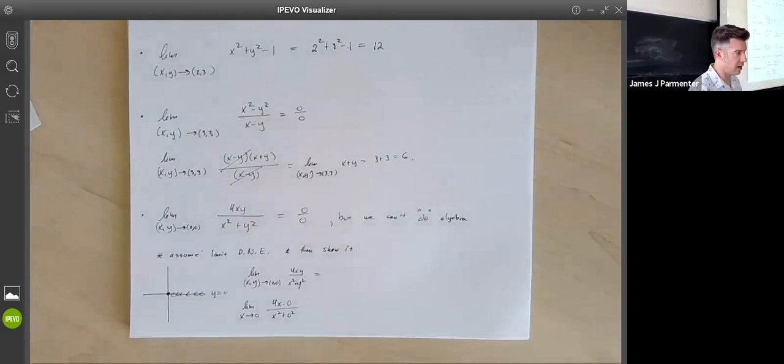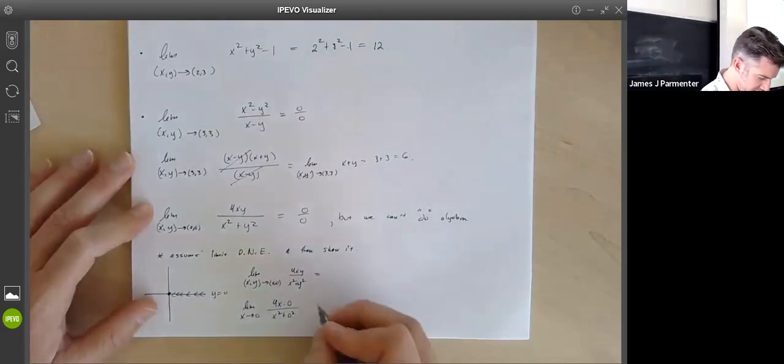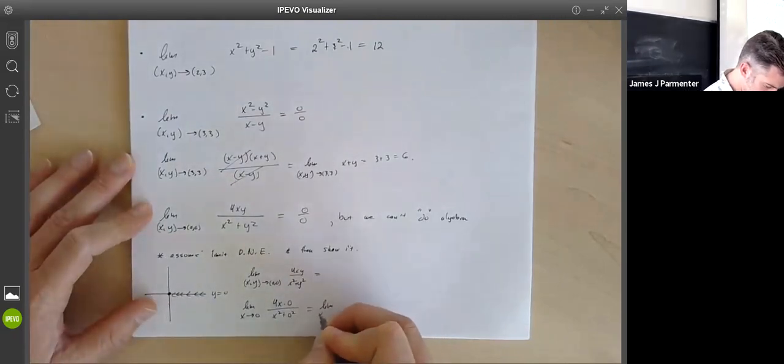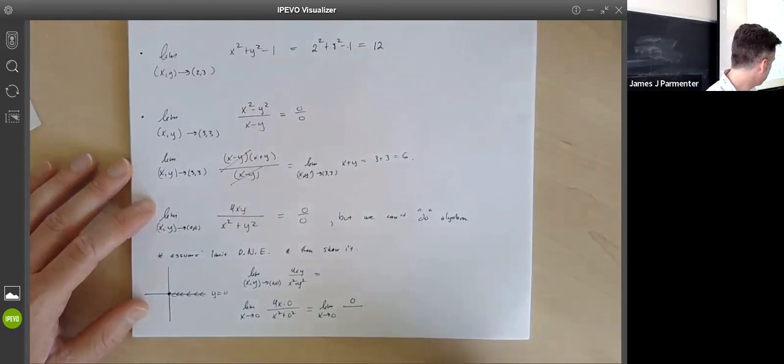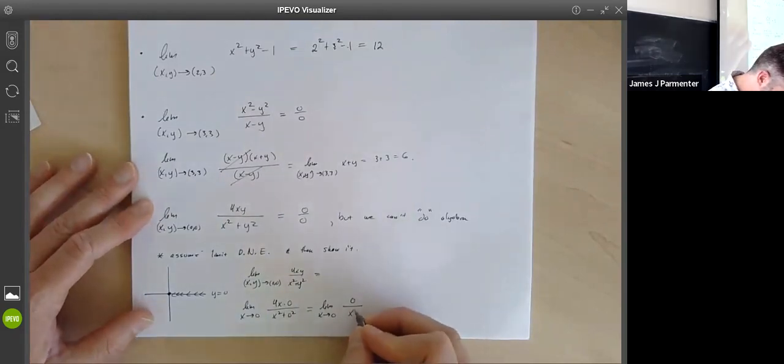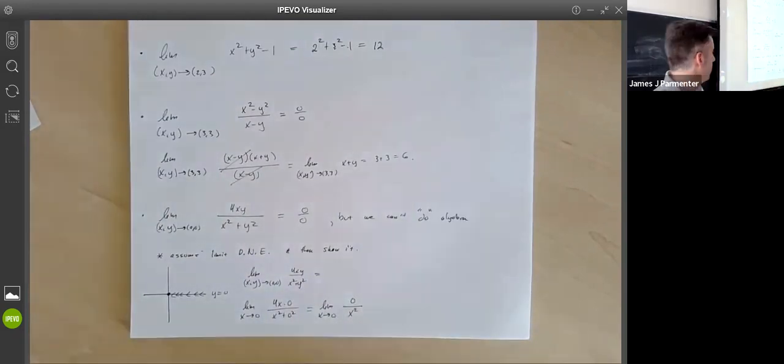Okay, here's where you have to be extra careful. What's 4 times x times 0? Okay. What's x squared plus 0 squared? What's 0 divided by x squared? There is a very, very correct and clear answer here. 0 divided by x squared is, yeah, it is 0.